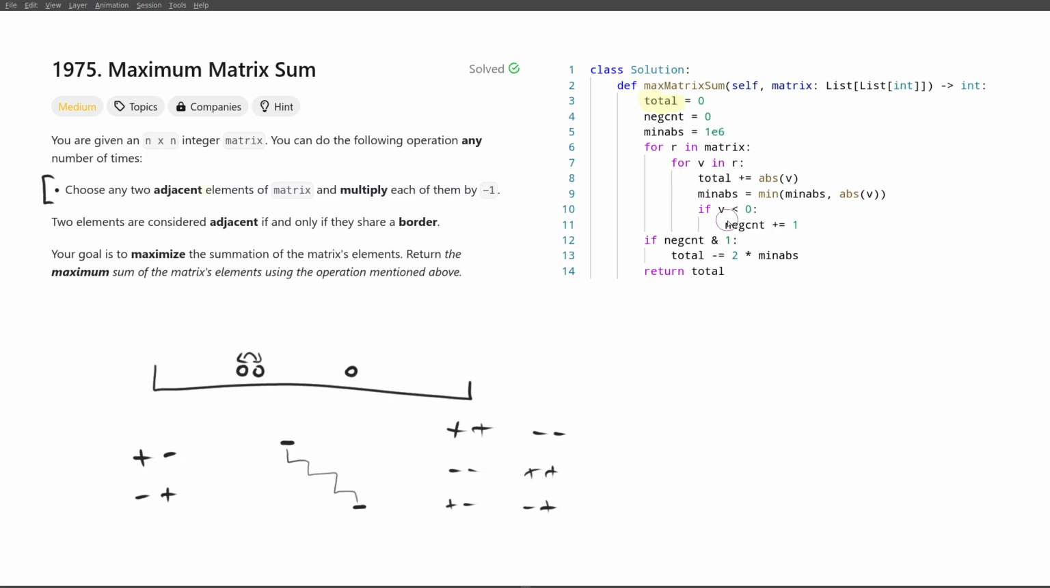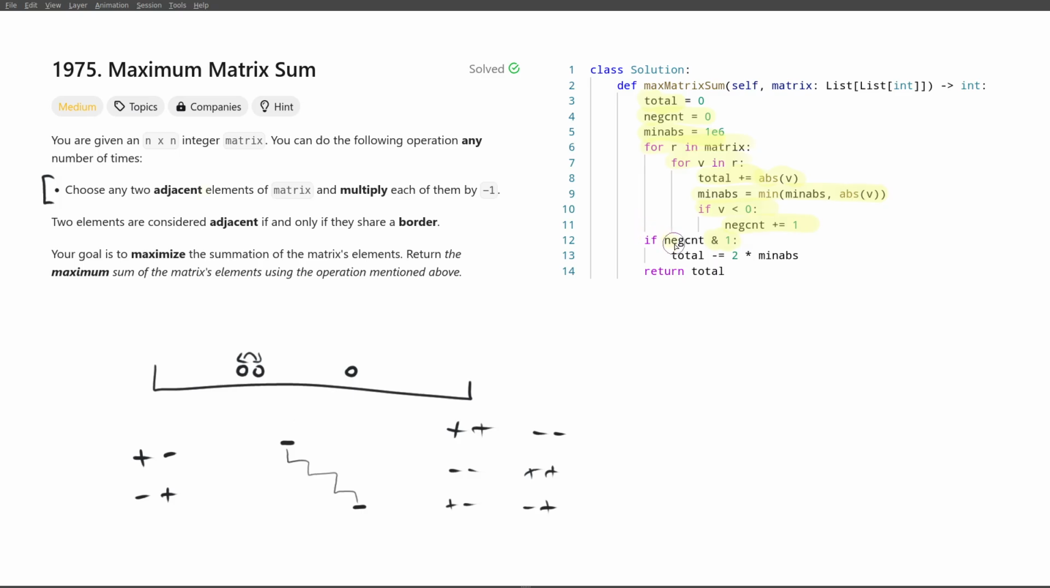And now looking at the code, an example implementation will be keeping in mind the total, so the absolutely optimistic sum of all the absolute values, the count of values which are negative at the beginning, and the minimum absolute value, which will be the unlucky element that might get the one negative sign. And now for every element in our matrix, we add its absolute value to the total, and we see if it's possibly now the new minimum absolute value. And if that element was less than 0, we have another negative element.